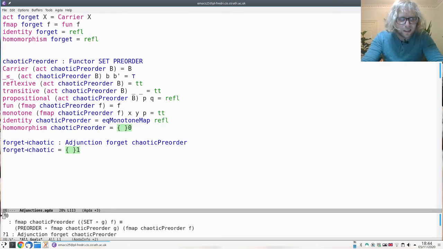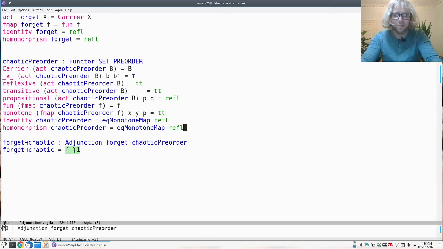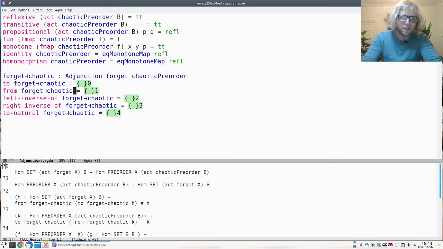And similarly here, for preserving composition, we can do this. And then we have to see if these compositions are the same, but the underlying functions are again exactly the same. So that's just REFL. Okay, so we have a functor. Now we need to show that this is an adjunction. So let's see what we have to do. We have to give to and from maps, show that they are inverses, and that this is natural.